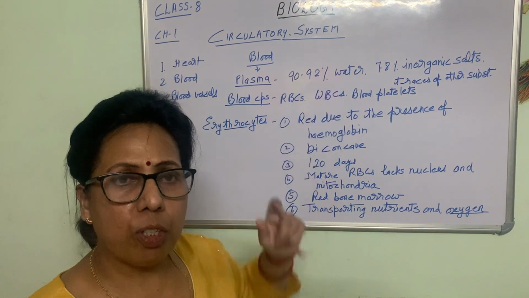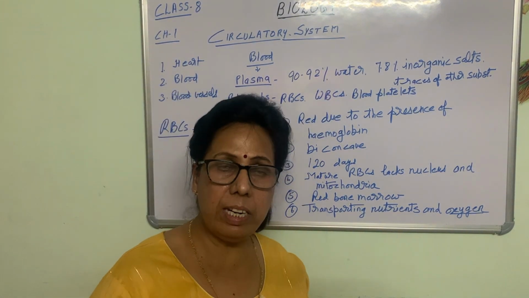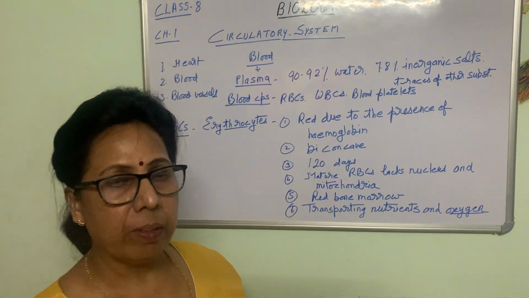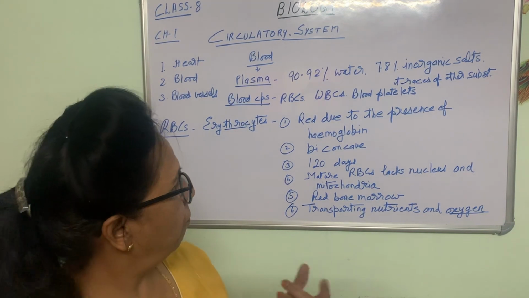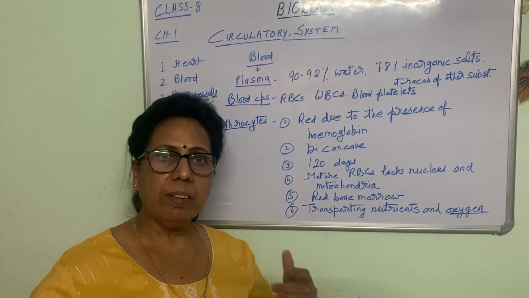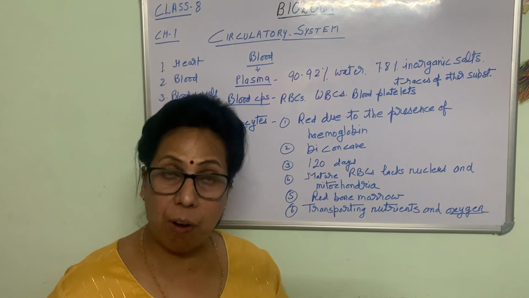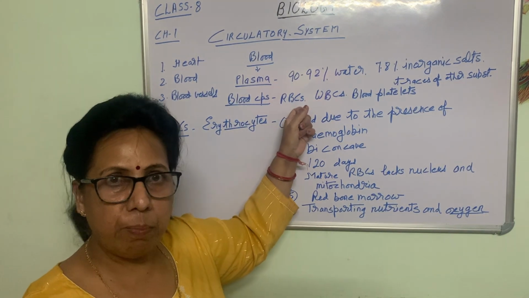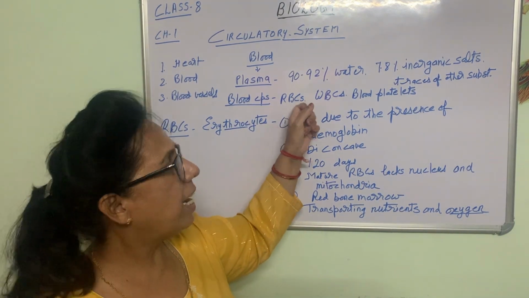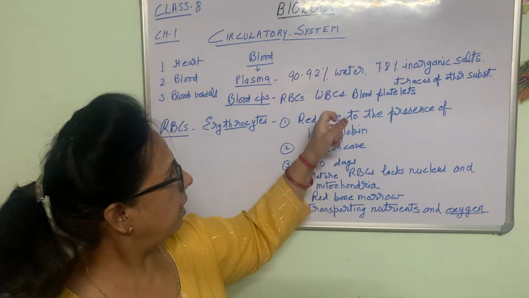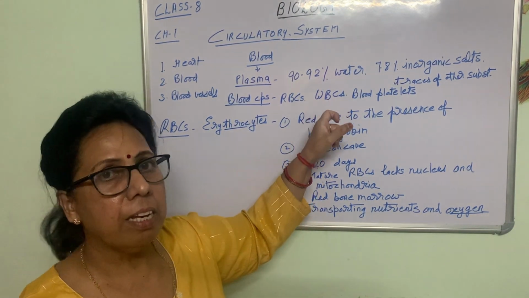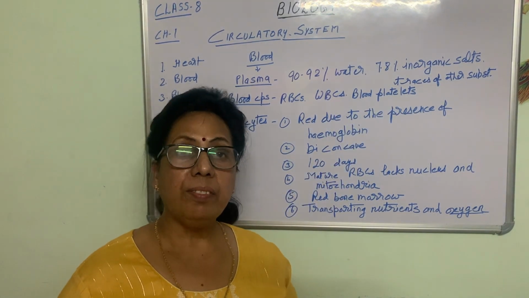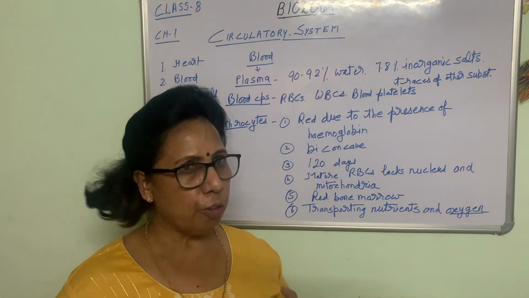The water is there so that things can be exchanged easily among the cells and tissues when it flows through it. Because through it only, digested food materials and other things are transported from one place to another. Now RBCs, red blood cells, are also known as erythrocytes. WBCs, the white blood cells, are known as leukocytes. Blood platelets, the small platelets, are known as thrombocytes. So first we will study one by one.